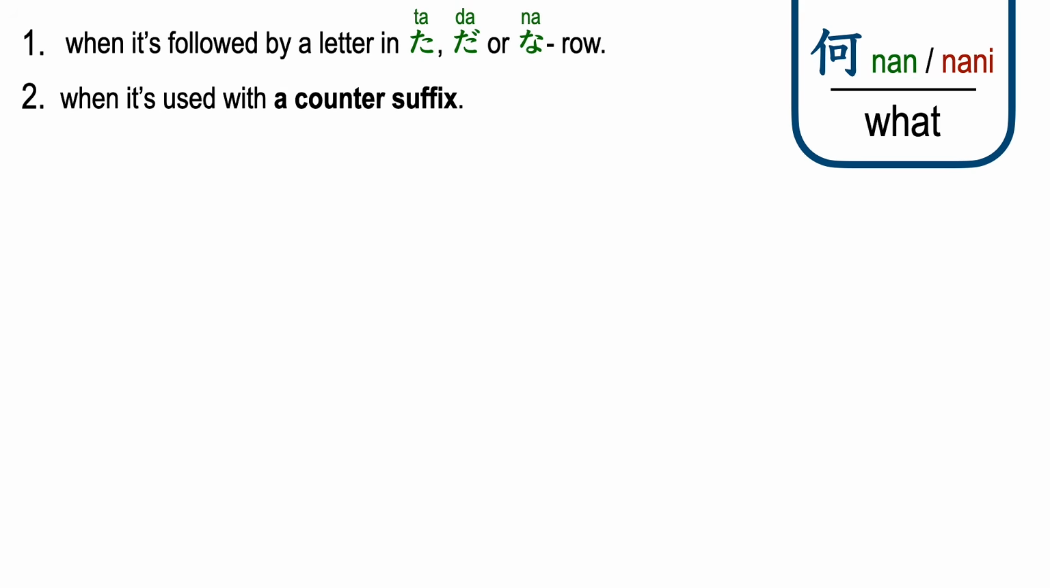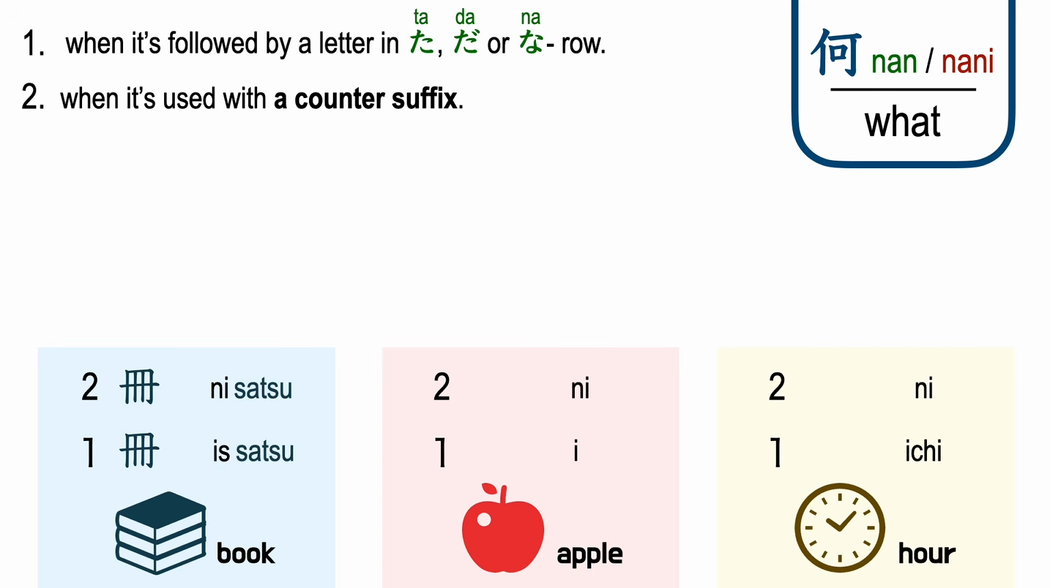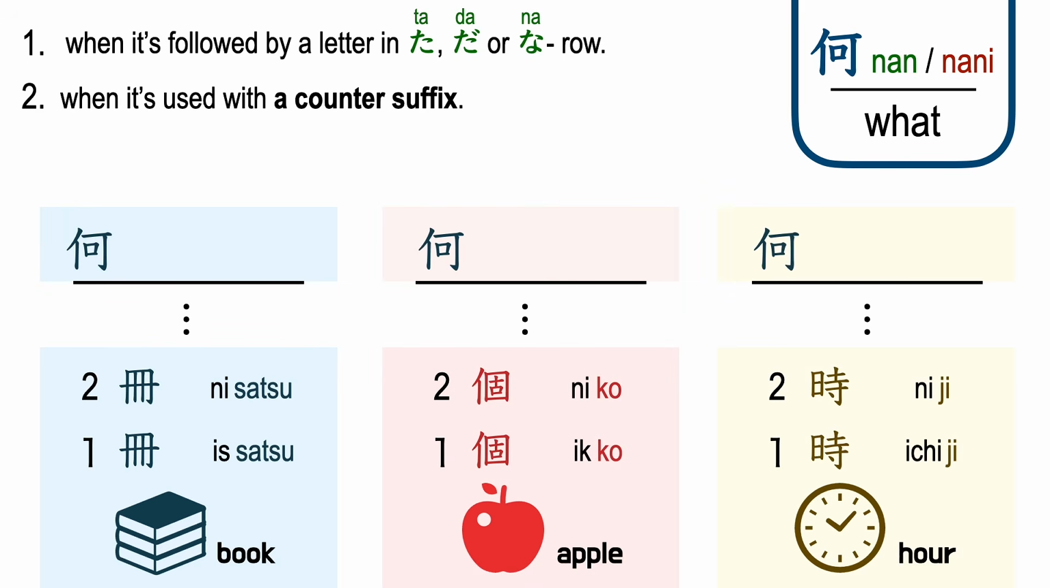It's also pronounced as nan when it's used with the counter suffix. In Japanese, when we count things, we use different counters depending on the thing we're counting. For example, books are counted with the counter satsu. Apples are counted with ko. And hours are counted with ji. And to ask how many, we say nan plus the corresponding counter. And when it's used with the counter, it's pronounced as nan.